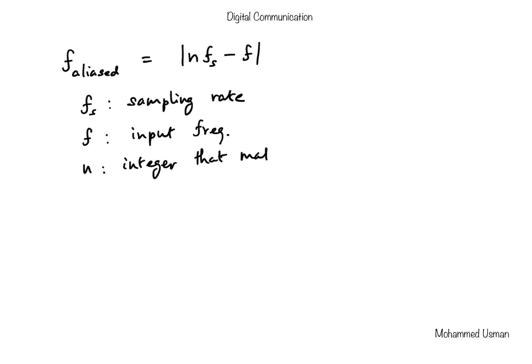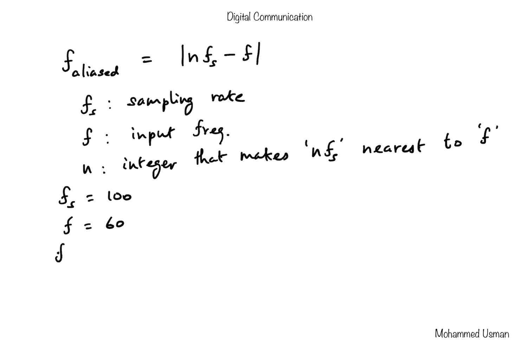that makes N times Fs, or the product N Fs, nearest to F. So we need to choose the integer N in such a way that N times Fs is nearest to F. So let's illustrate this by using our previous values, where we had Fs to be 100, and let's choose our input frequency to be 60.